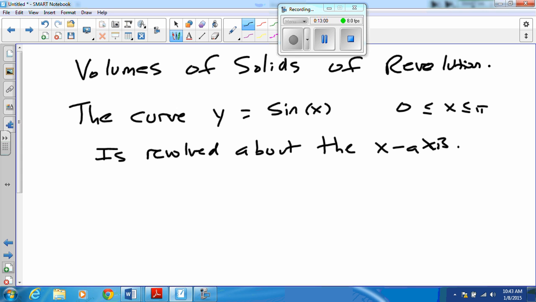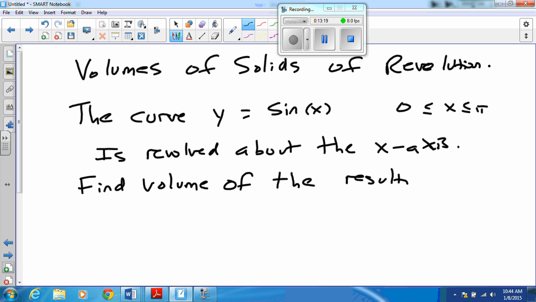Okay, so here we have a curve with a domain, and we take this curve and we revolve it about the x-axis. And when we do, it forms a solid, and our job is to find the volume of the resulting solid of revolution.